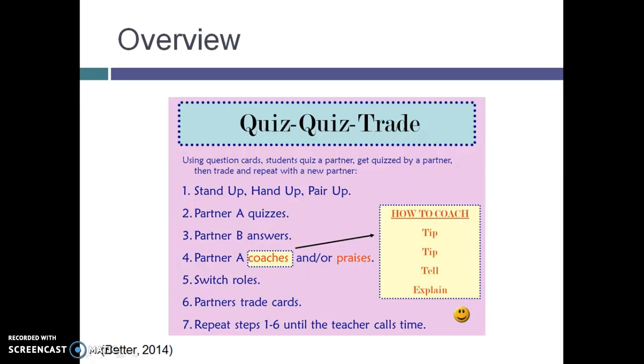2. Partner A quizzes. 3. Partner B answers. 4. Partner A coaches and or praises. 5. Switch roles. 6. Partners trade cards. And 7. Repeat steps 1 to 6 until the teacher calls time. And I like to add step number 8, where we review all of the cards as a whole group.